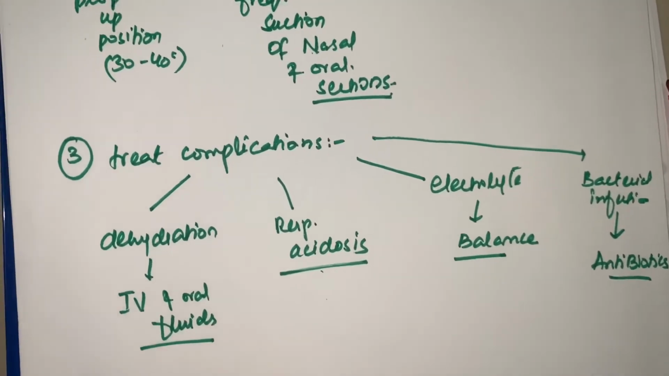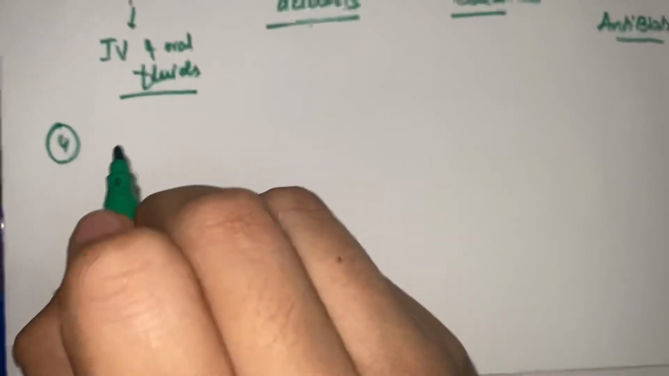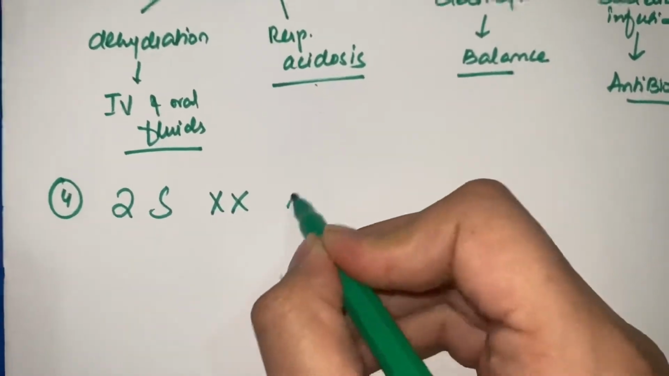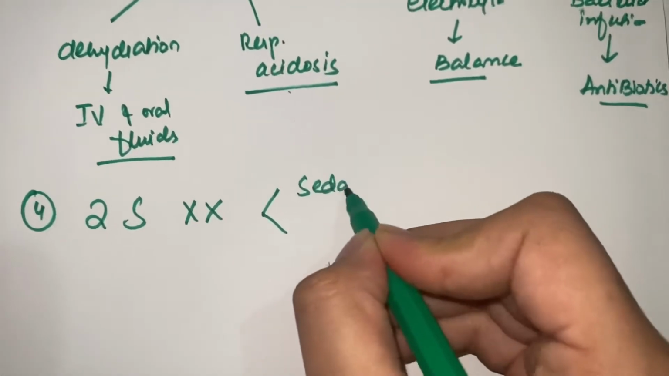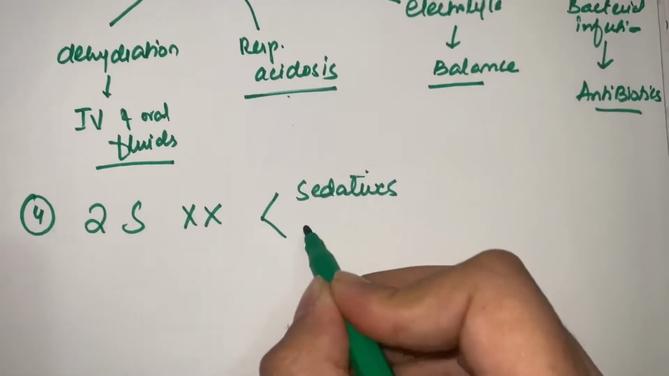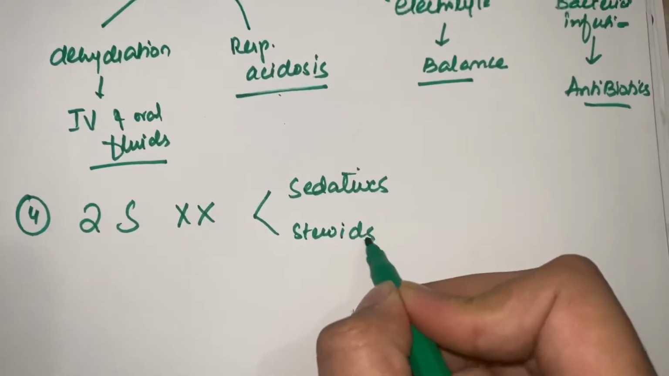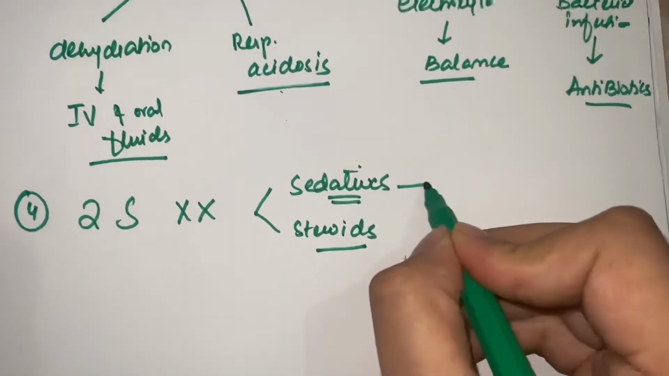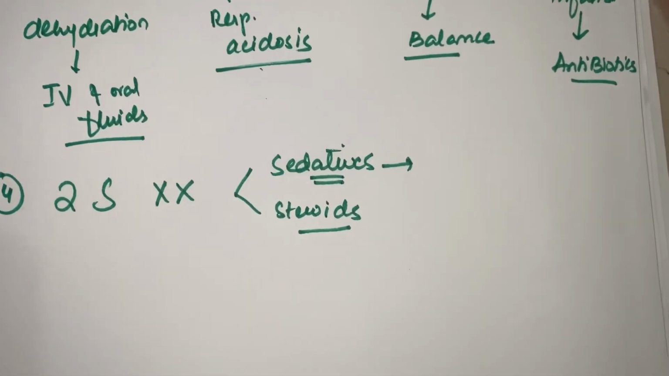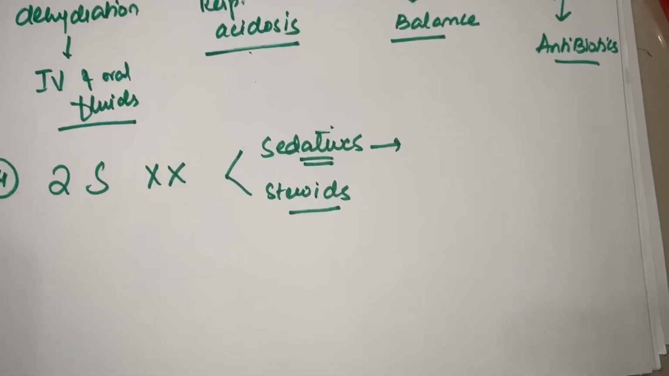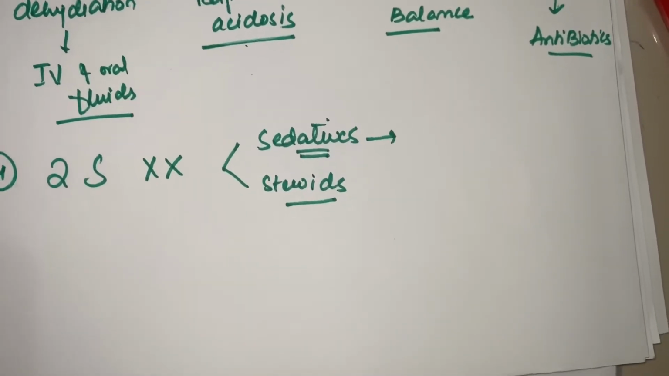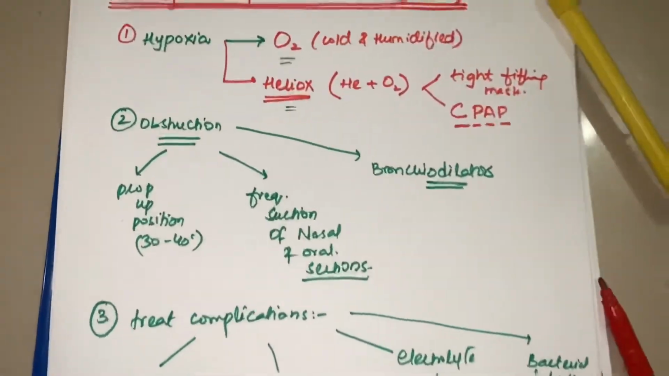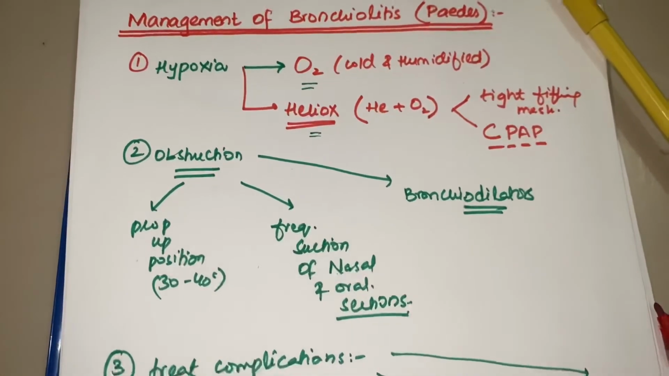Fine. And the fourth part of this mnemonic and this management method is that two S are not given to the patient. One, sedatives, and the other, steroids. Steroids don't prove to be much effective in these patients, and sedatives will lead to more worsening of the respiratory symptoms, as they will depress the airway and ventilation mechanism. So this is an easy mechanism by which you can memorize the management of bronchiolitis.